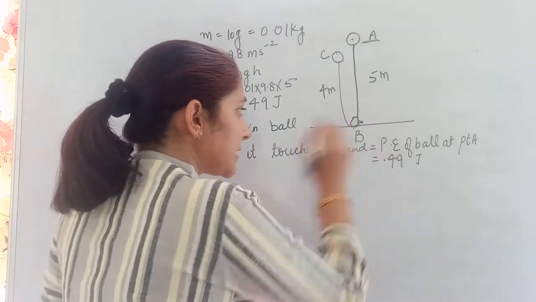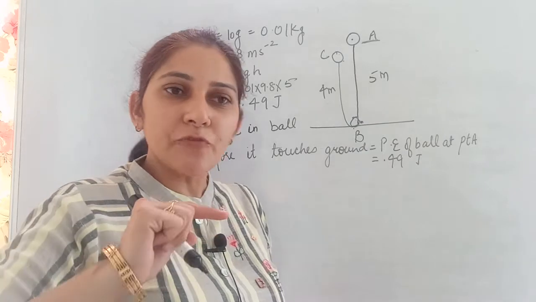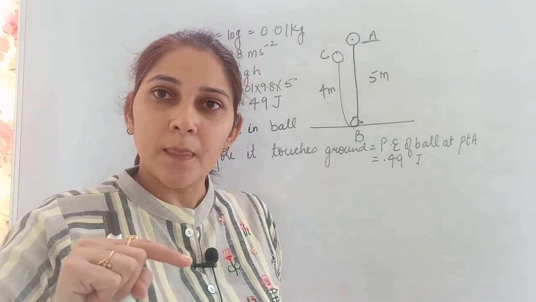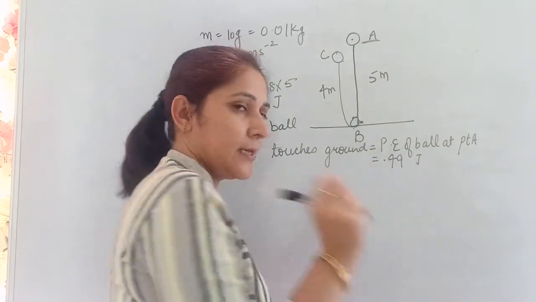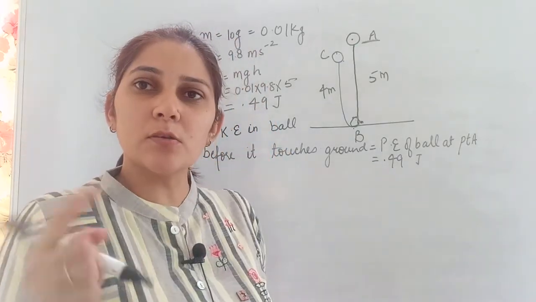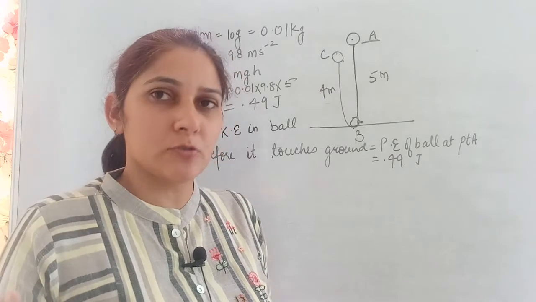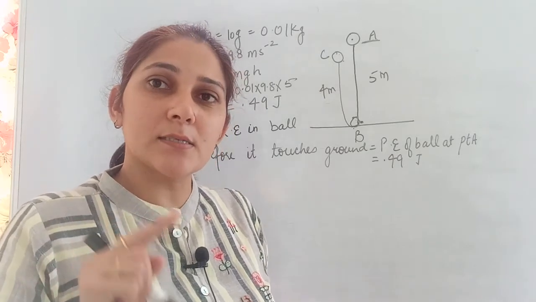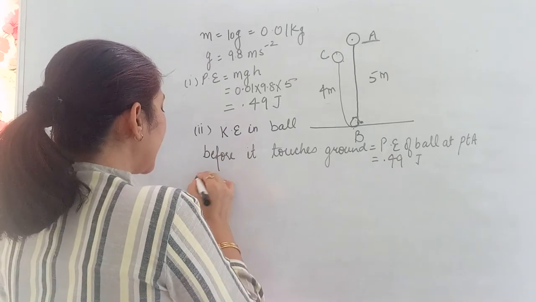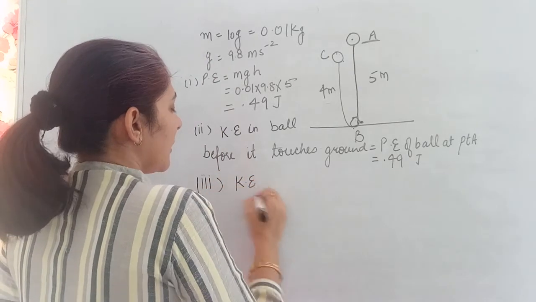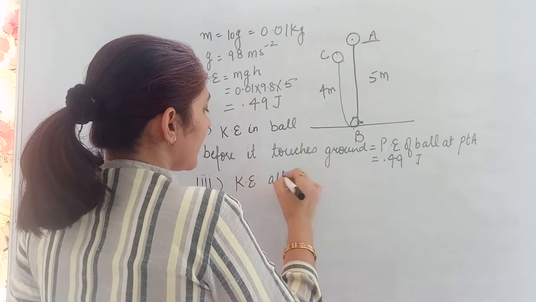When the ball strikes the ground, then there is friction between the surfaces. That means heat energy is produced. Some part of the energy is converted into heat, and sound is also produced. Some part of this is converted into sound. That means definitely there is a loss of energy. But what is that energy? We need to find out the kinetic energy after hitting the ground.